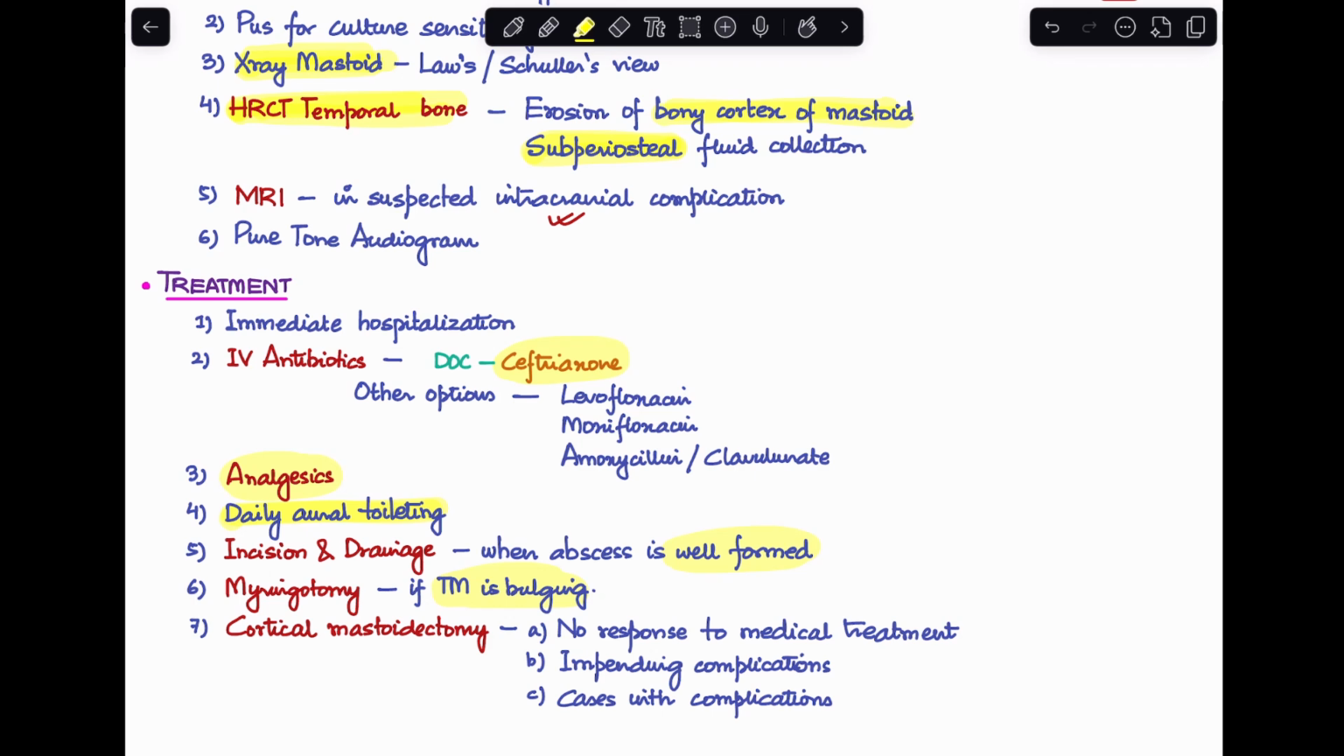Last treatment method is performing a cortical mastoidectomy. Now, the indications of cortical mastoidectomy in postauricular abscess are if it is not responding to medical treatment after, say, 48 to 72 hours of adequate antibiotic treatment, or if there are any impending complications, or if a case of postauricular abscess has come to you with already present complications. So, that is how we'll treat postauricular abscess.